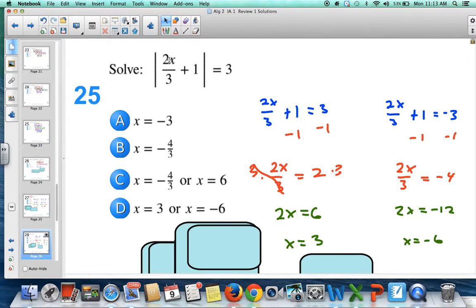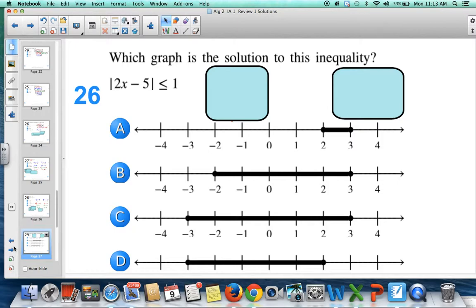If I put 3 in here, 6 over 3 is 2. 2 plus 1 is 3. Absolute value is 3. That's good. Negative 6 times 2 is negative 12 over 3 is negative 4. Negative 4 plus 1 is negative 3. Absolute value is also 3. So that does work. Okay, sometimes though we get problems. Well, we'll get to that one in a minute.